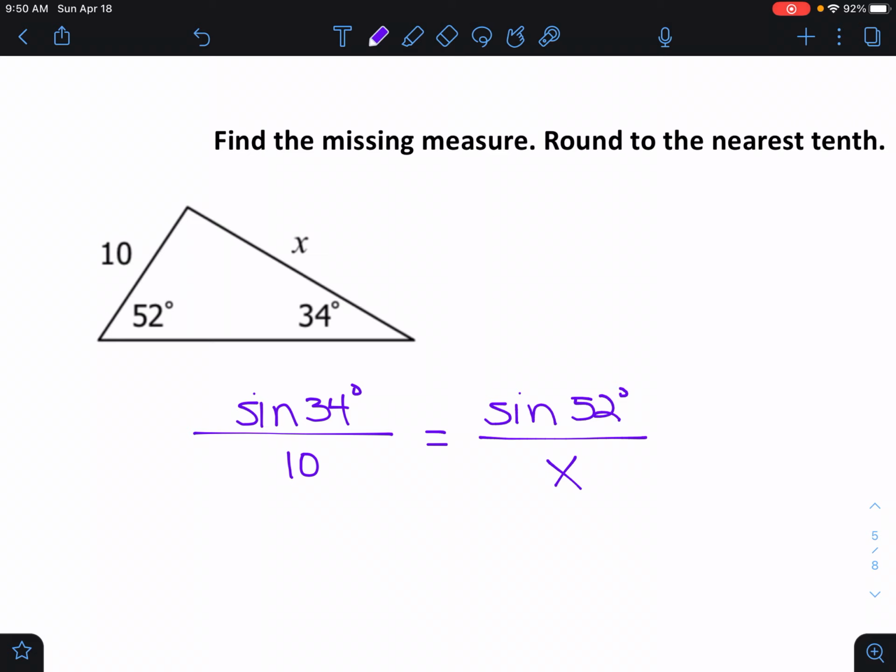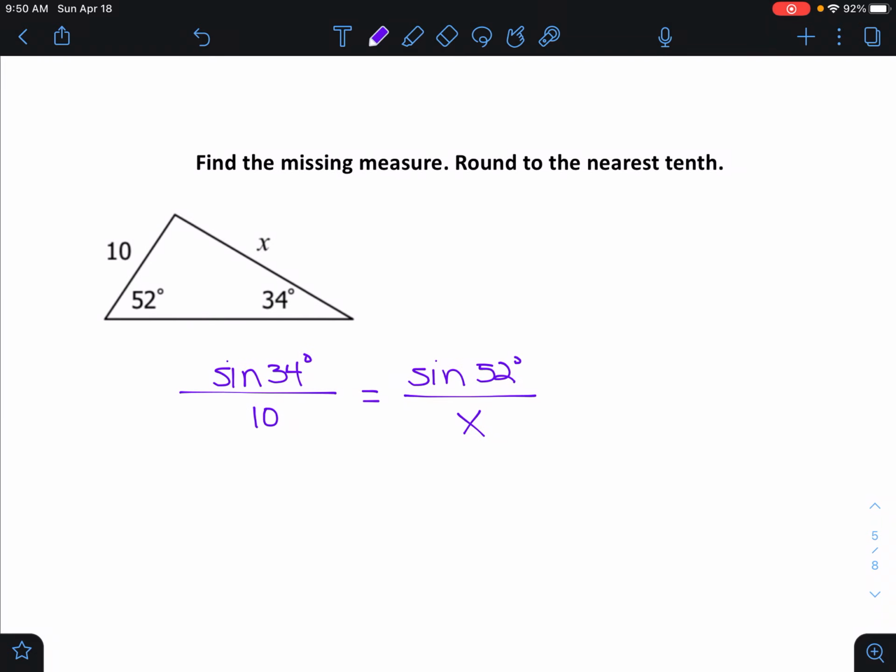Now we talked about in our first video, how do we solve proportions? Remember, we cross multiply. So you're going to go this times this. So this would be x times sine of 34 degrees is equal to, and then this times this goes over here.